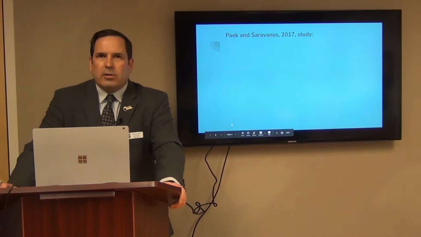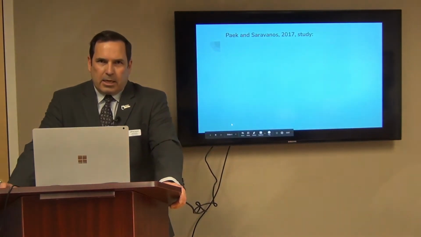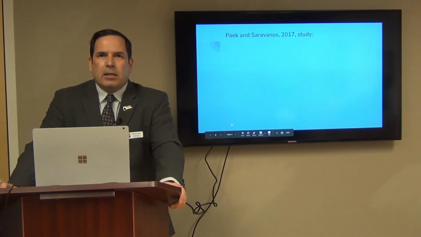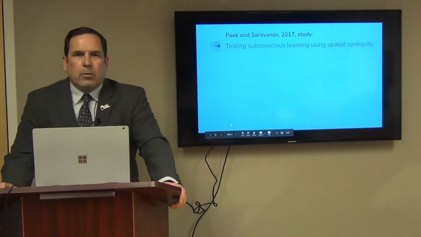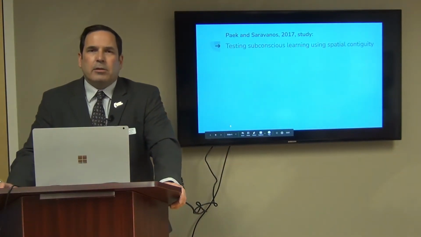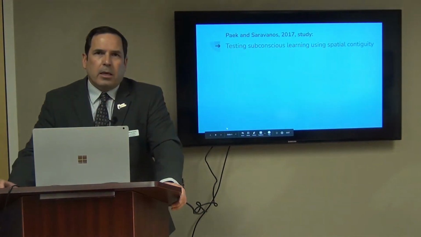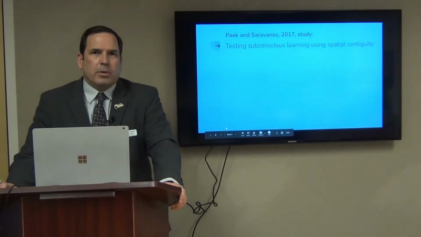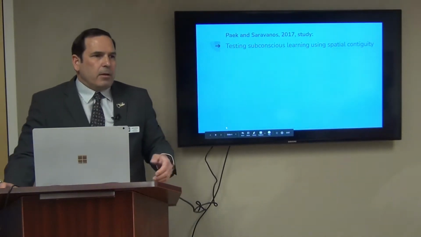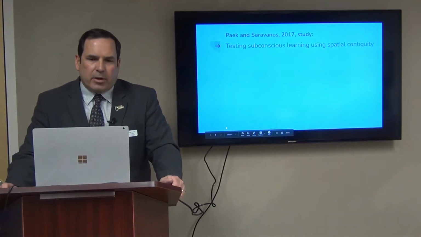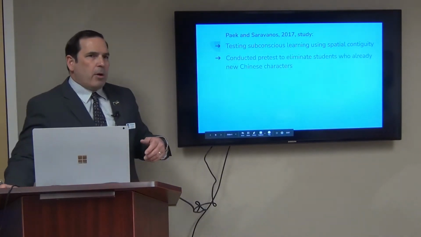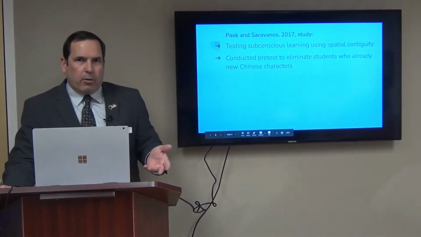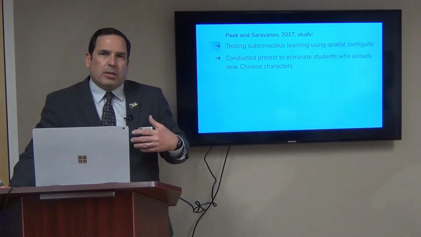Peck and Sorvanos in 2017 conducted a study to test this. In their study, they were looking at subconscious learning using spatial contiguity. Participants were presented several different slides to look at with several different conditions. And this was about relating the Arabic numerals that we know, 1 through 9, to the Chinese equivalents.